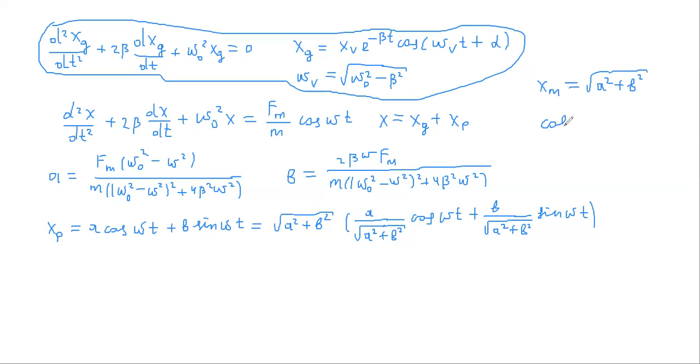Cosine of some phi 0 is equal to a divided by square root of a to the power of 2 plus b to the power of 2, and sinus of phi 0 is equal to b divided by square root of a to the power of 2 plus b to the power of 2.